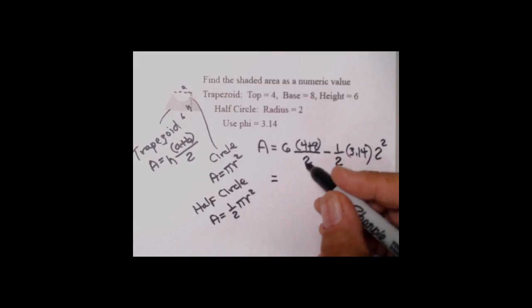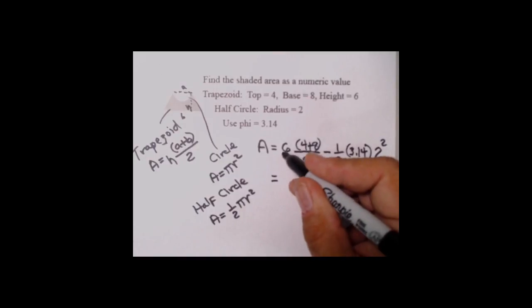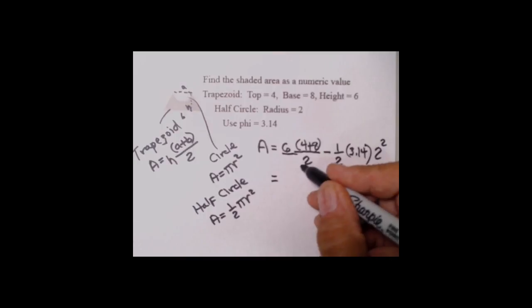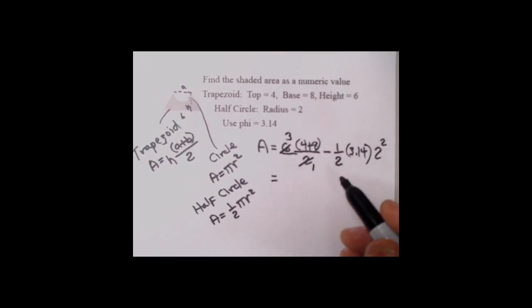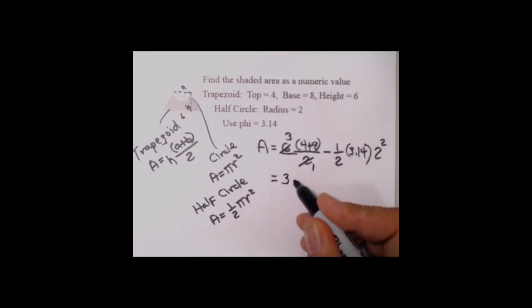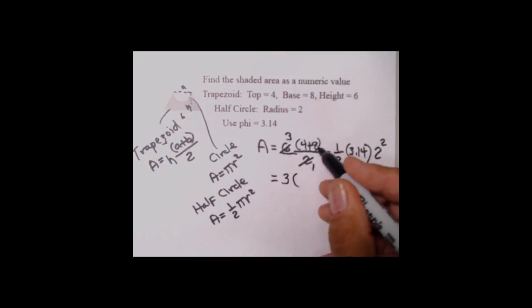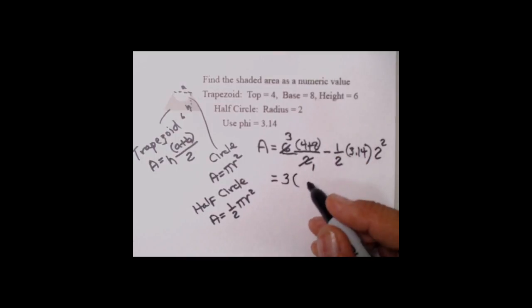Let's see, one thing I can do here is reduce the 6 and the 2. 2 goes once here, and the 6 goes 3 times. So this is going to be 3 times, and of course I have to add together the numbers inside before I can multiply. 4 plus 8 is 12. Now we'll come back and finish that up in a moment.